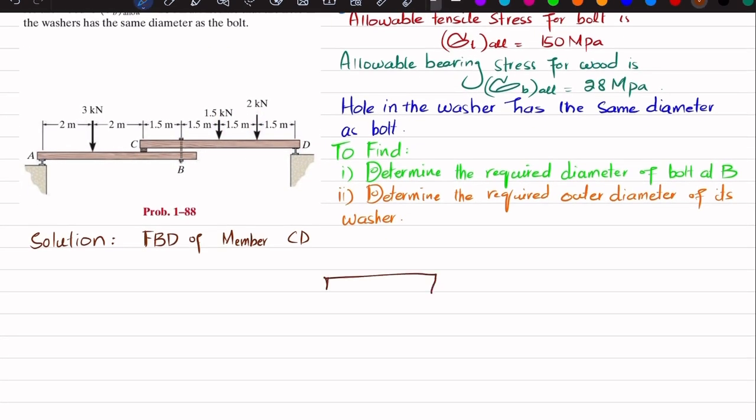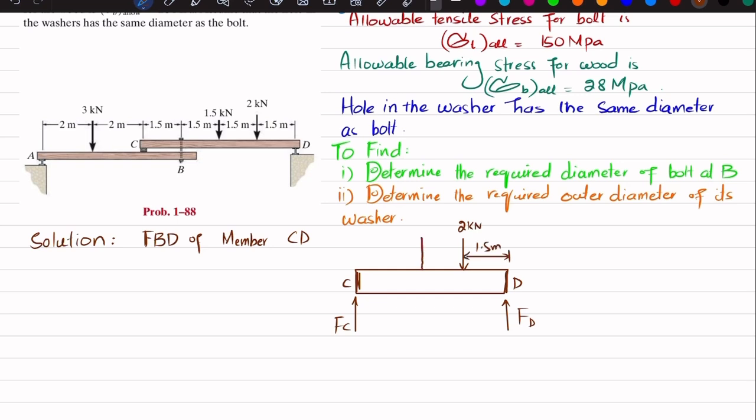Let me draw it first. Let this be the beam. This is point C. So we have FC acting upward. This is point D. Clear? So force FD will also be upward. There is a 2 kilonewton load acting at a distance of 1.5 meter from this, so this distance is 1.5 meter. There is another load which is 1.5 kilonewton, acting at a distance of 1.5 meter from the 2 kilonewton load. Now this is point B.